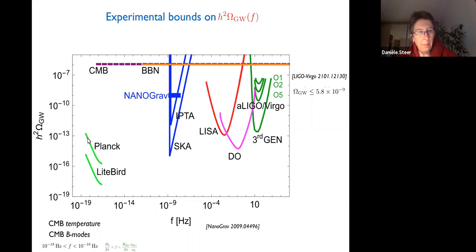And then using CMB physics. CMB physics also bounds the stochastic gravitational wave background, because if you have too many gravitational waves, they'll generate, by the Sachs-Wolfe effect, too many fluctuations in the microwave background temperature. So those are constrained by Planck. And similarly, they'll generate B-mode polarizations, which have been constrained by LiteBIRD. So there are also constraints at low frequency. I'll talk about these two lines in a minute.